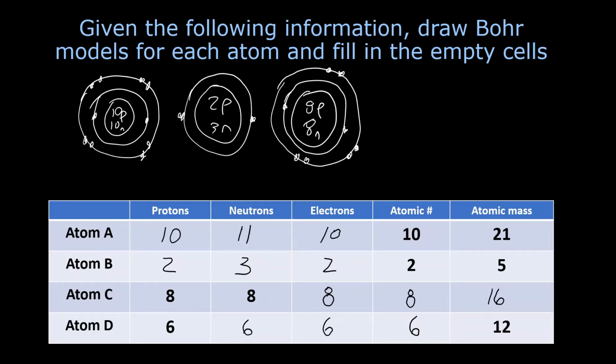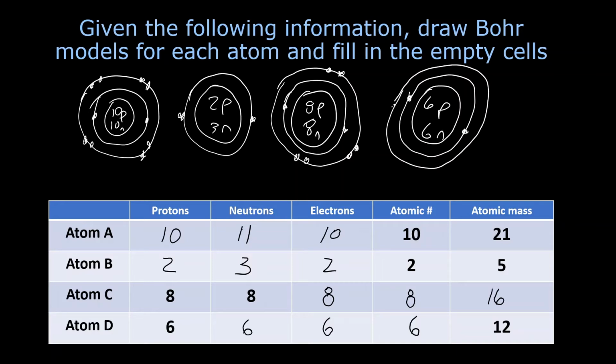Just like that. Okay, and then atom D, 6 protons and 6 neutrons in the nucleus. That means I need 6 electrons. 2 will go in the first shell, and the other 4 will fit out here. And we did it. We filled out the chart by a little bit of logic, and we drew the Bohr models just like we practiced in lecture.